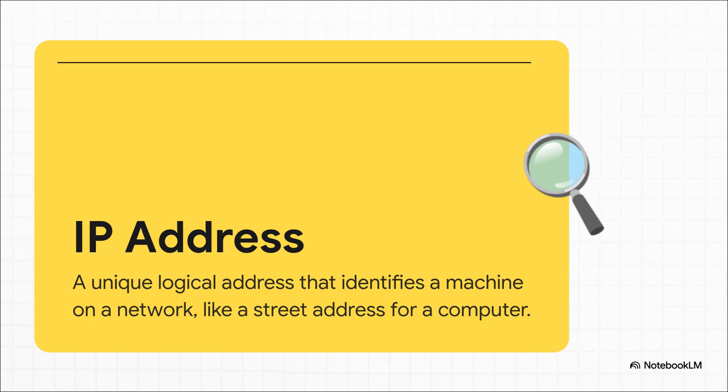First up, you've got the IP address. The simplest way to think about this is as a unique street address for any computer on a network. Every single device, from a giant web server to your smartphone, has one. It's how we find the right machine in the first place.